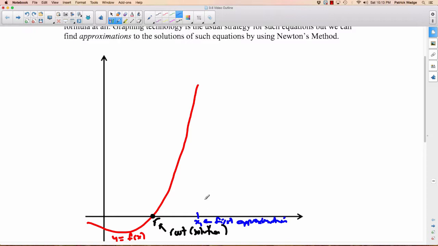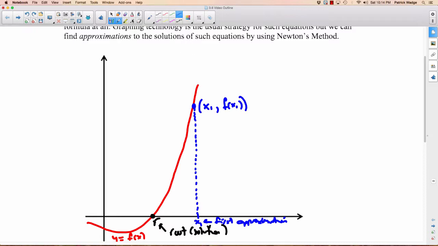So that's the x value we're guessing. Now let's go straight up from that x value and look at the point right here. This point obviously has the x value x1. What's the y value? Well, you plug x1 into the function right here. So it's f of x1.